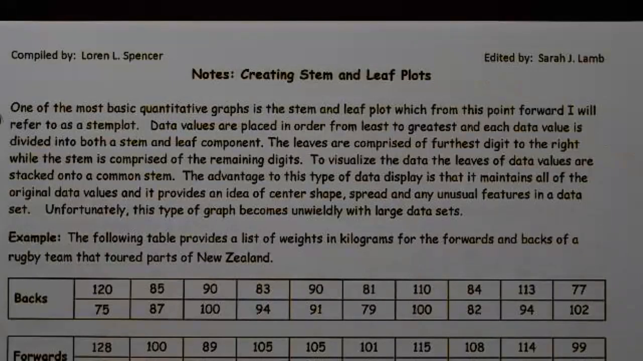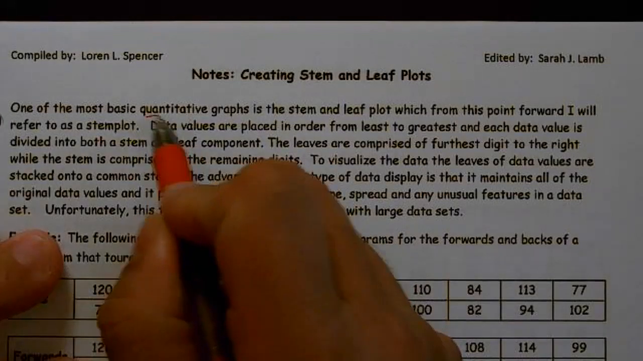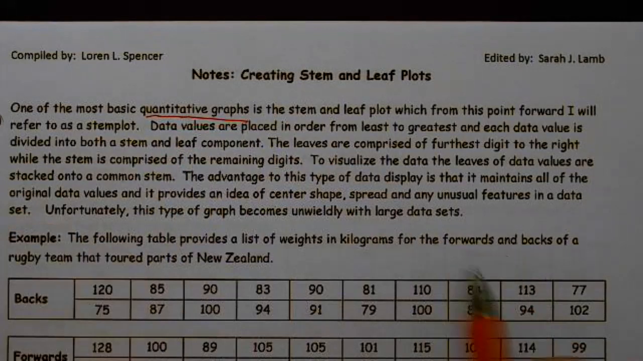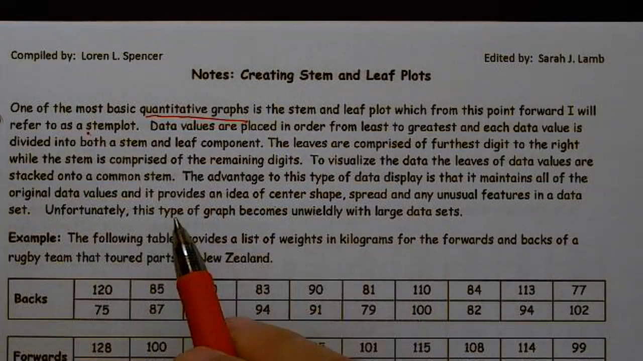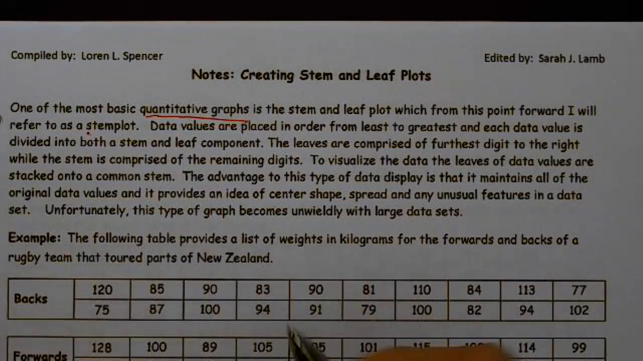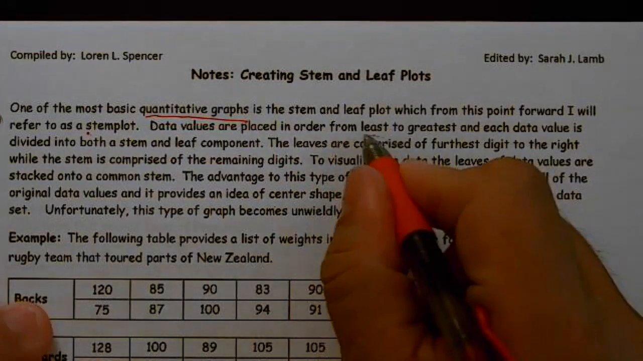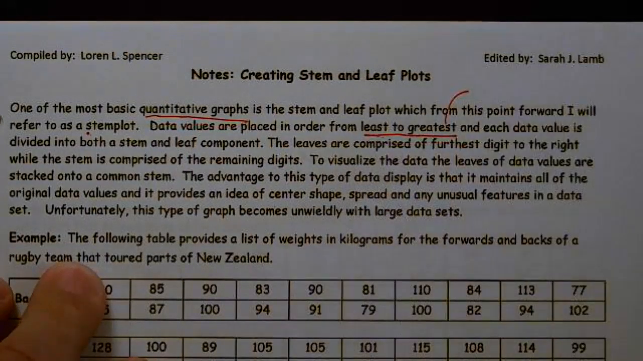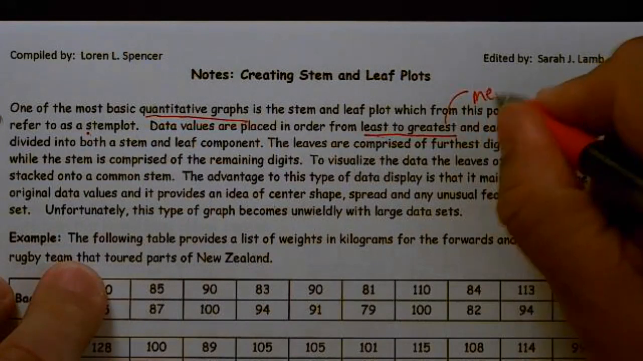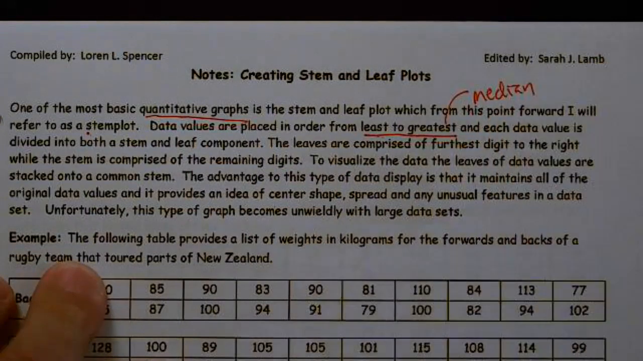All right, this video is going to cover stem and leaf plots, and it's one of the most basic quantitative graphs, and it is an excellent graph. From this point forward, I'm going to refer to it as a stem plot. In the stem and leaf plot, data are placed in order from least to greatest. So this is going to be the big task, getting them in order from least to greatest. You'll remember that in order to calculate the median, we also had to place values in order from least to greatest.